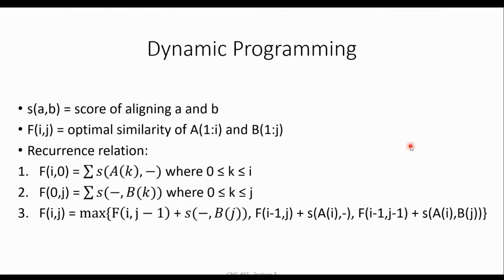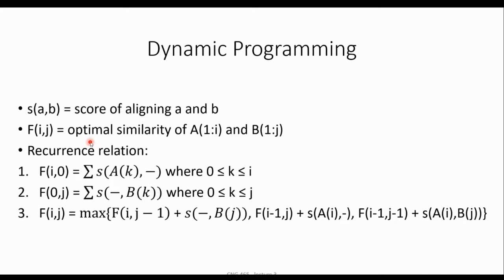Now, we can see in dynamic programming, we have such an algorithm. Let's go through them one by one and try to understand them. Now, the first thing we introduce is the score of aligning A and B. So we got already introduced to this one, and we use it in our scoring metrics and scoring function, right? So this is pretty much the same. But now we have Fij, which we didn't talk about before.